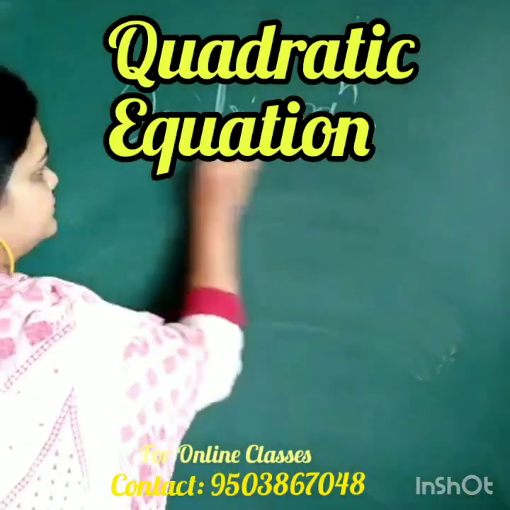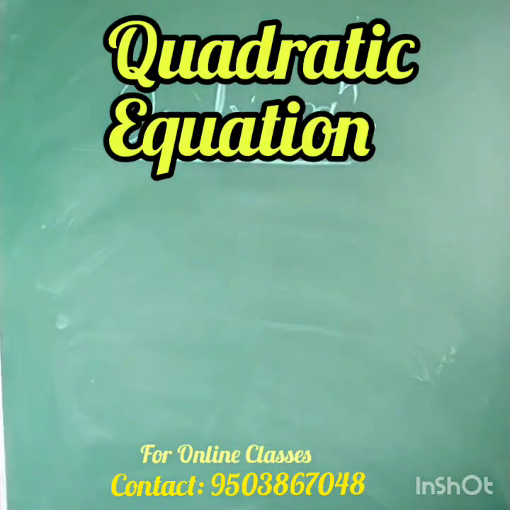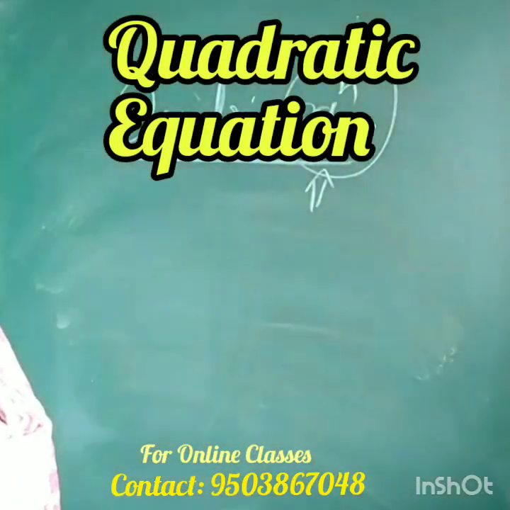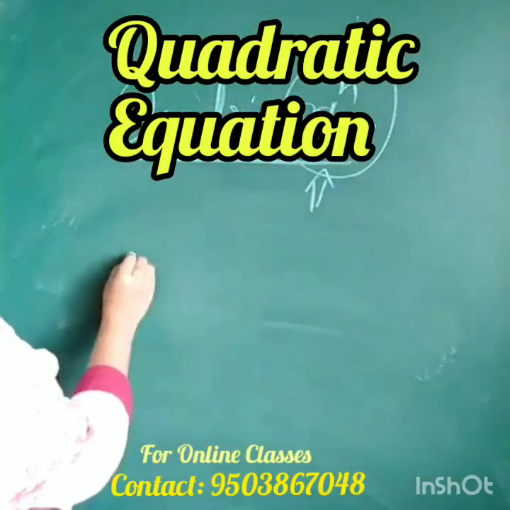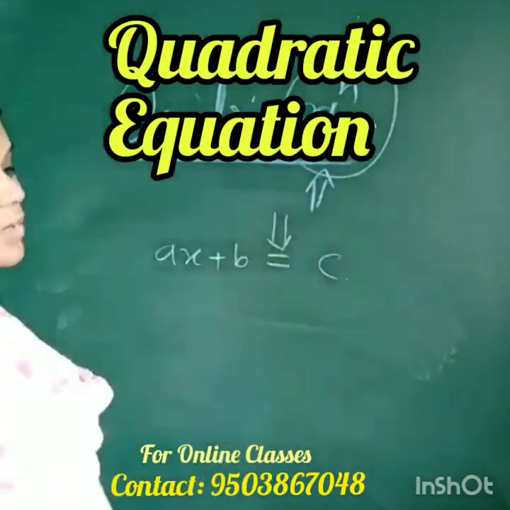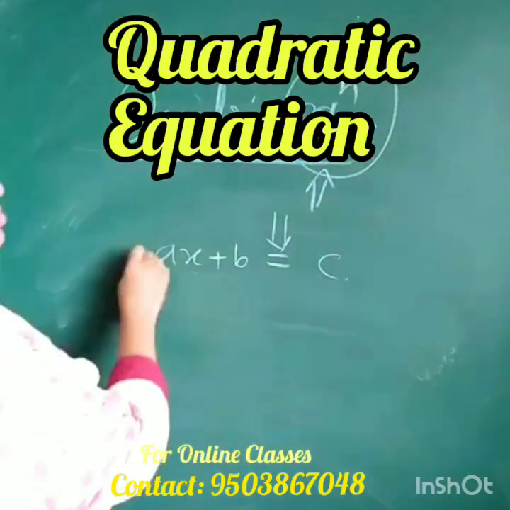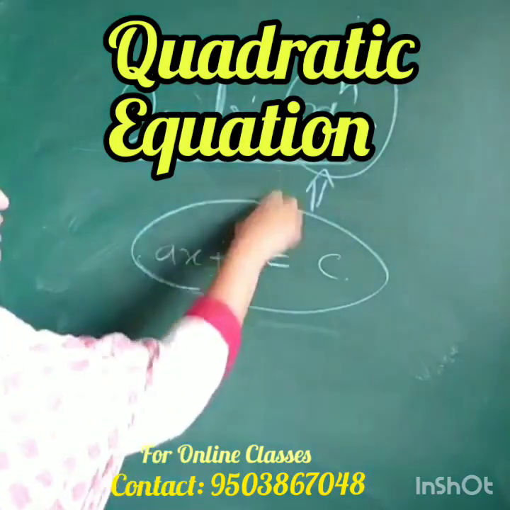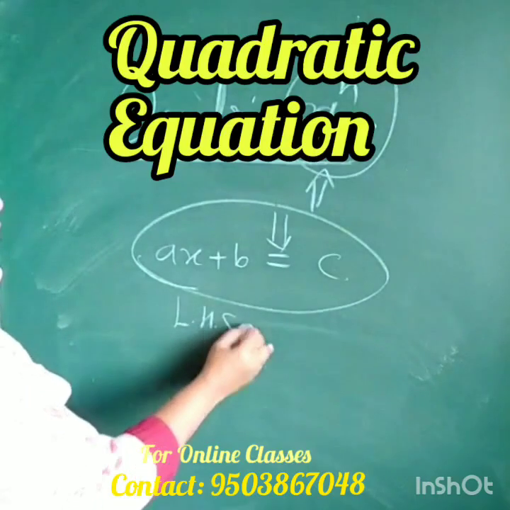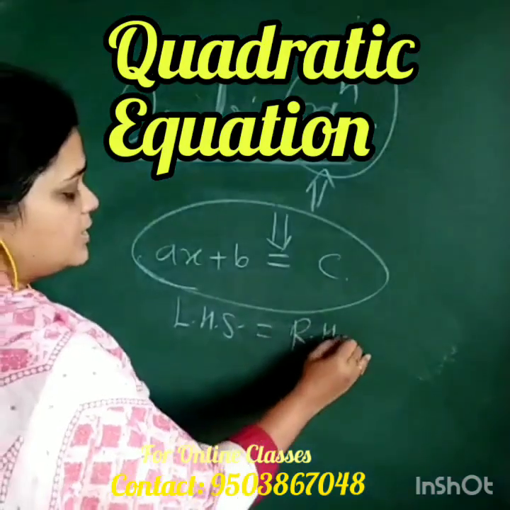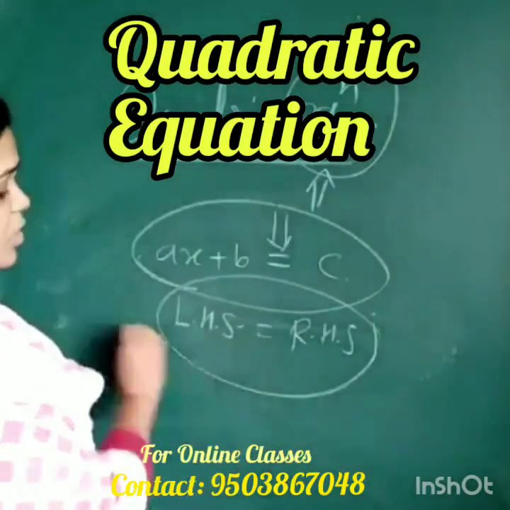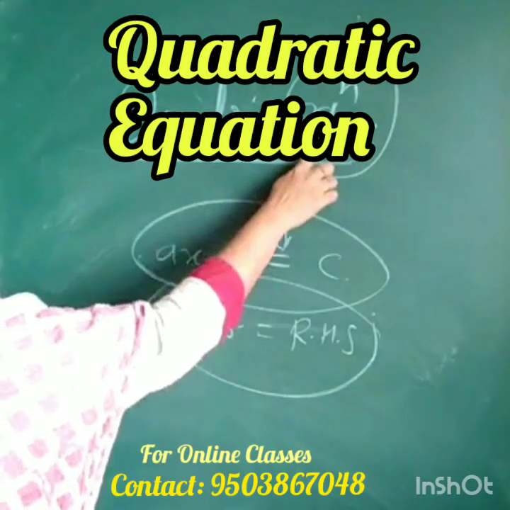Quadratic equation. Okay. So the first thing I will talk about is this term, equation. Equation means what? Equation means one mathematical statement in which we have the equal sign. Because of the equal sign we get two sides, one left hand side and one right hand side. Am I very clear? So this statement is known as an equation.